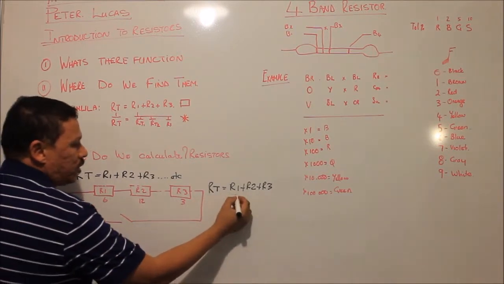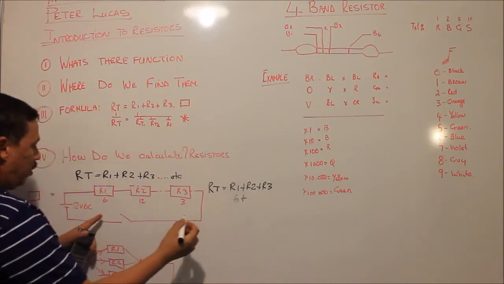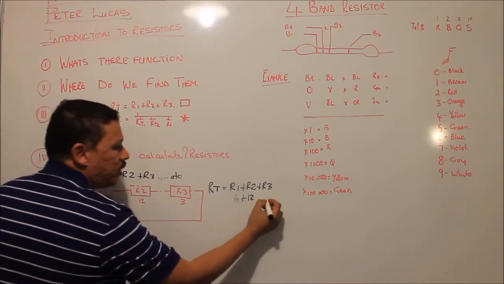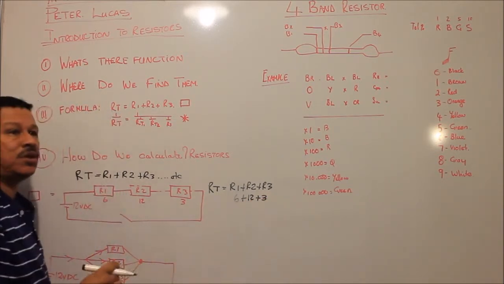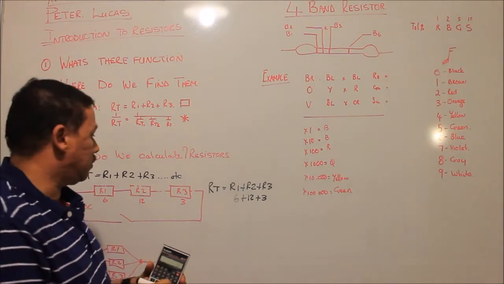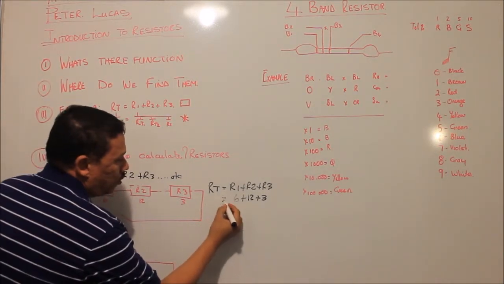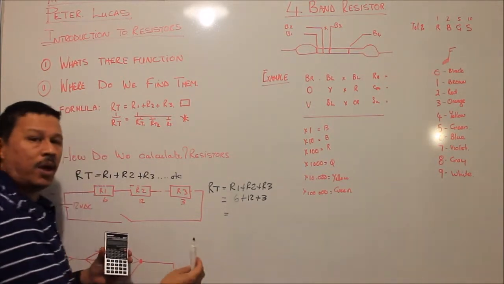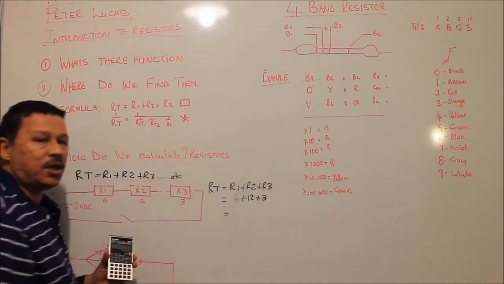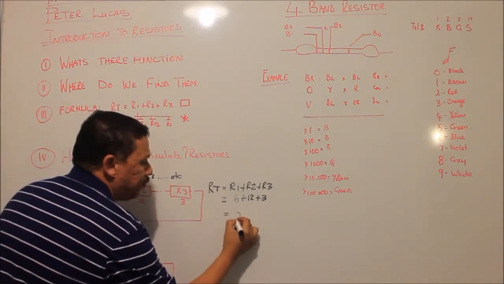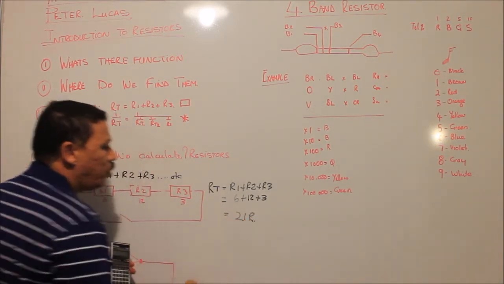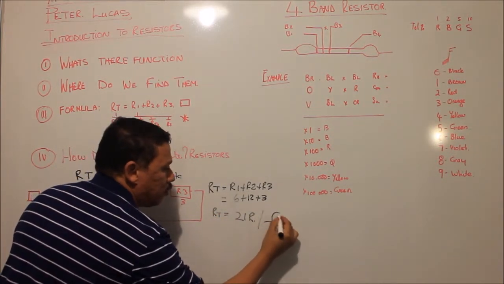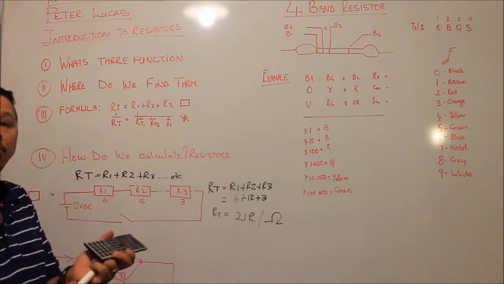First resistance value is 6 ohms. Second value is 12 ohms. And the third value is 3 ohms. Ohms is the unit of resistance. So let's see, what do we get at the end of it. 6 plus 12 gives you 18. 18 plus 3 gives you 21. So that is 21 ohms, the total resistance.